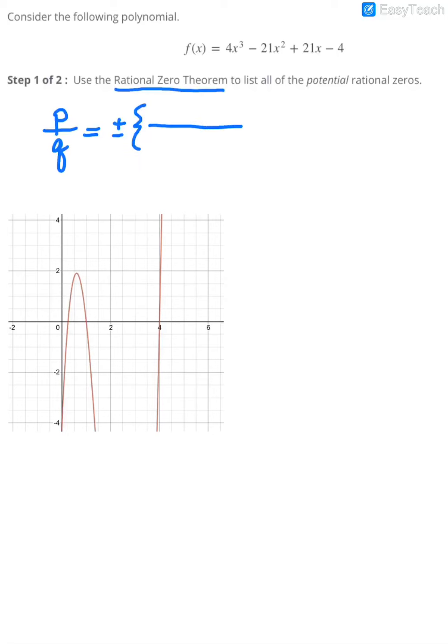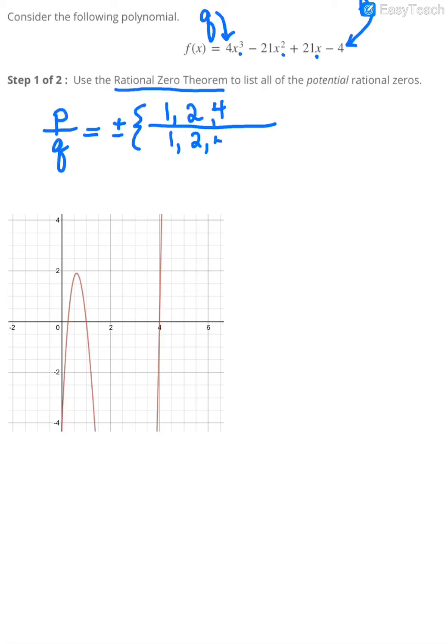So your P values in this case, they come from the constant of the original polynomial. So I want all the factors of 4. So I know 1 and 4 are both factors of 4, as well as 2 times itself. So we only list the 2 once. And then your Q values, those are going to come from your leading coefficient. So you do have to make sure that your terms are in order from highest power of x down to lowest power of x.